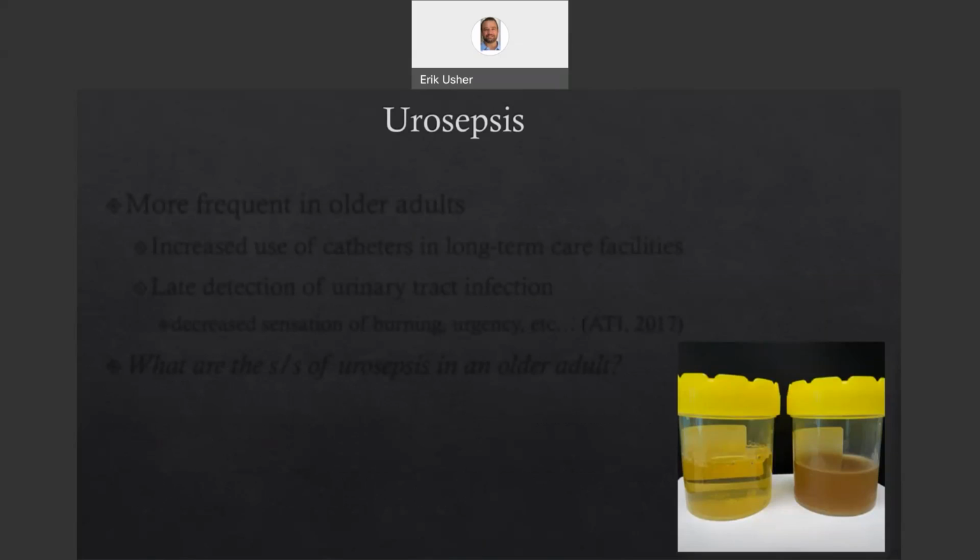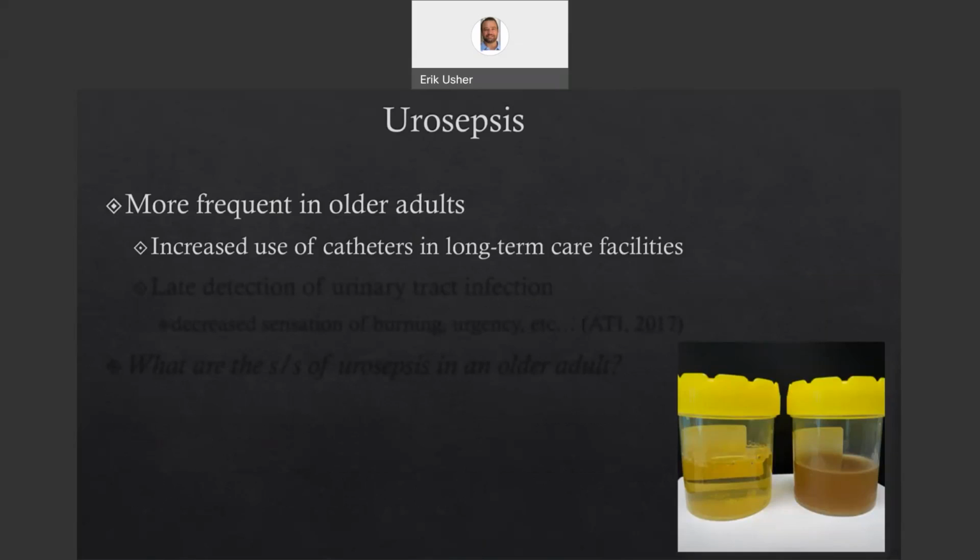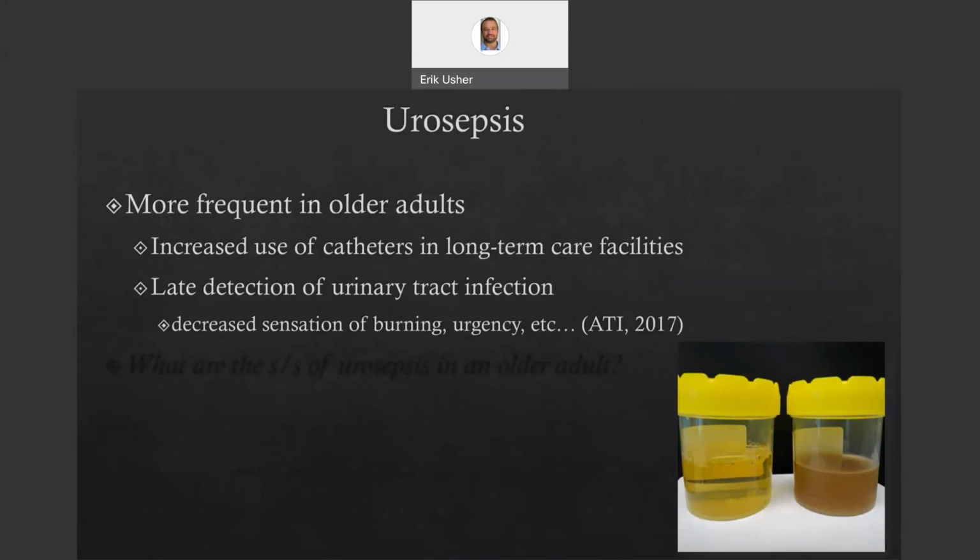It's kind of interesting. Urosepsis is something we find common in our patient population because it's more frequent in older adults, with increased use of catheters in long-term facilities and late detection of UTIs. They have decreased sensation, burning, urgency, all those things that we have taken for granted in our youth, that oh, I've got to pee. They kind of neglect those. So what are some of the signs and symptoms of urosepsis in the older adult?